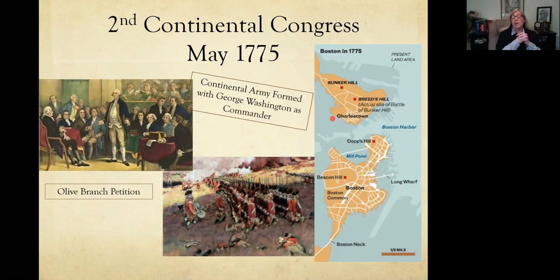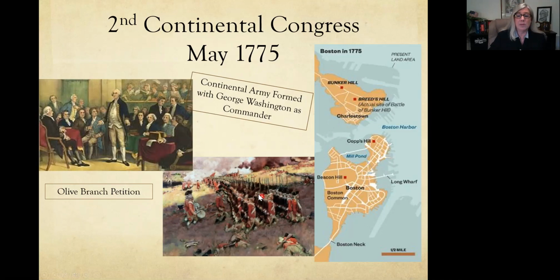So they had been embarrassed. Thomas Gage had certainly been embarrassed by what had gone on at Lexington and Concord. And he wanted to prove a point that the British Army was indeed one of the finest armies in the world. So Gage sets up this attack on Bunker Hill. So Bunker Hill and Breed's Hill are actually right next to each other. And the attack took place right here on this side of the harbor.